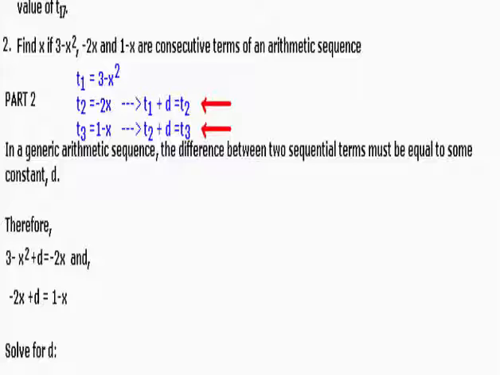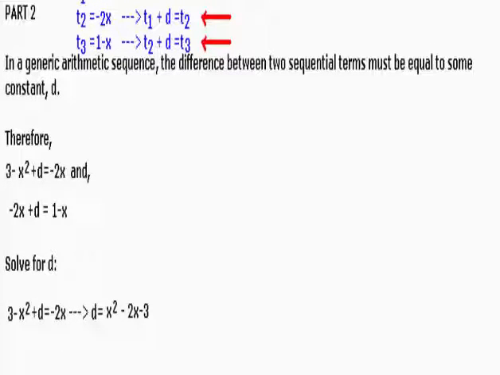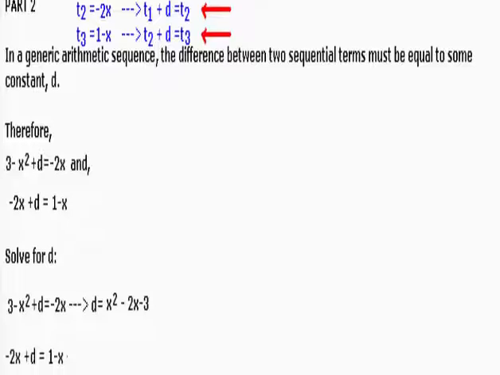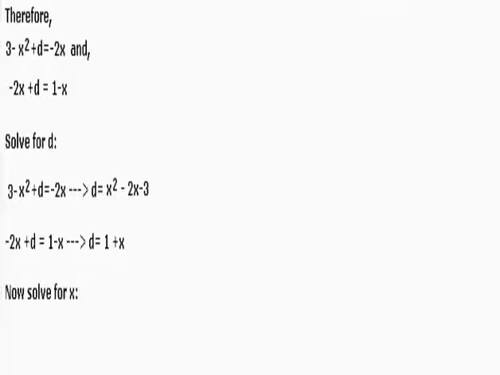Now, given that we have two unknowns in these two equations, let's start by eliminating one of them by solving for d. d for the first equation is equal to x squared minus 2x minus 3. And in the case of the second equation, d is equal to 1 plus x. Now that we've defined d for both equations, we can solve for x. After equating the two equations to one another, we find that x squared minus 2x minus 3 is equal to 1 plus x. This narrows down to the quadratic equation x squared minus 3x minus 4, which is equal to 0.